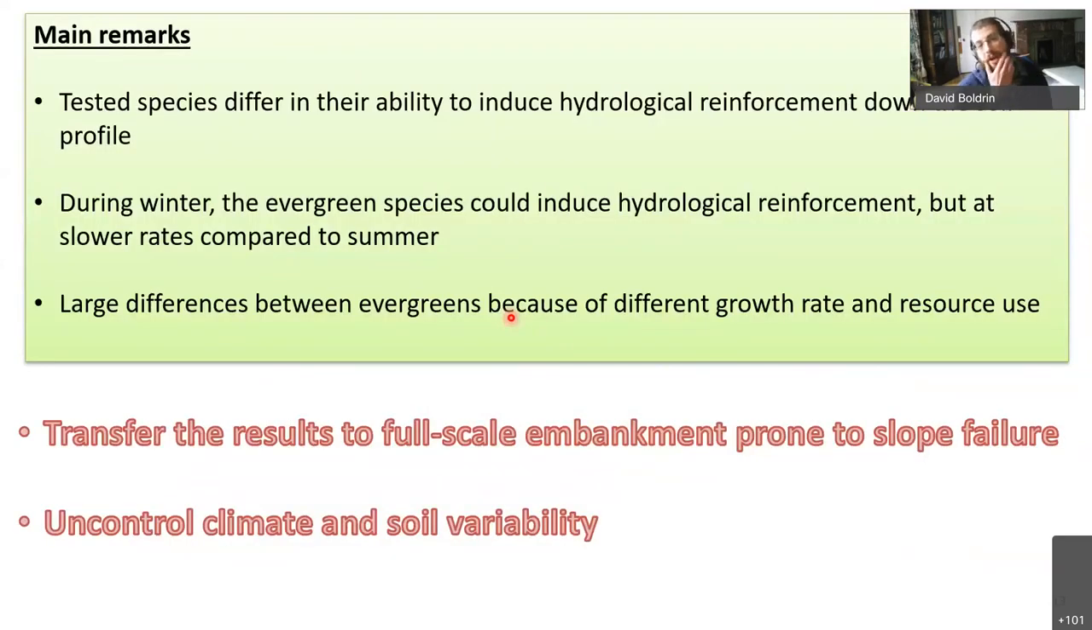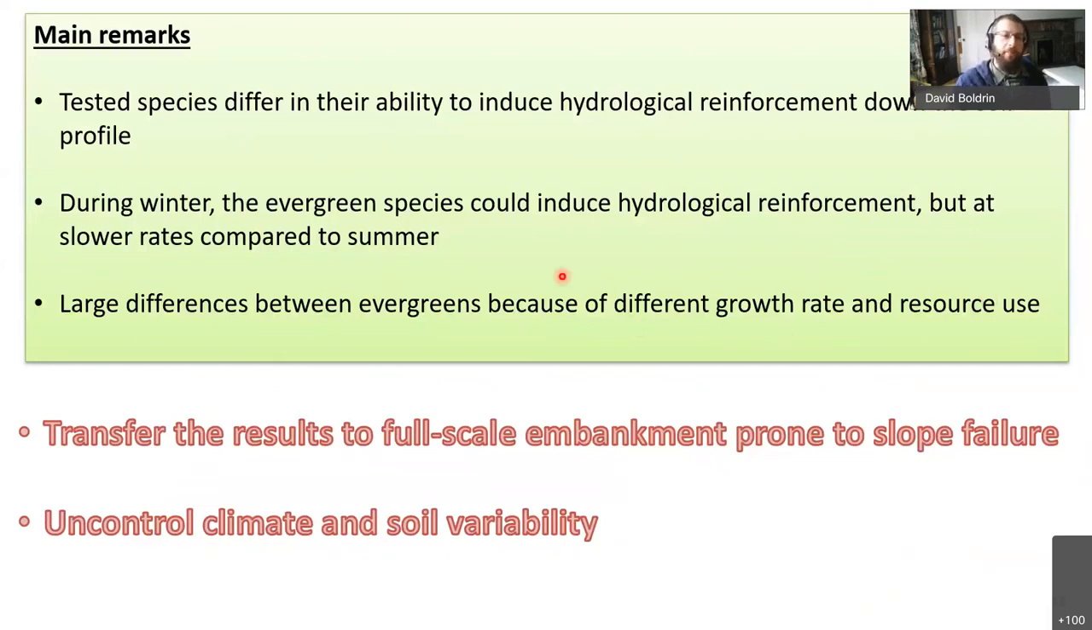So some remarks for this second part of the study is that tested species differ in their ability to induce hydrological reinforcement down the soil profile. And during winter, evergreens were able to induce hydrological reinforcement, but at a much slower rate compared to the summer period. And also there are larger differences between evergreens due to their different growth rate and also use of resources.